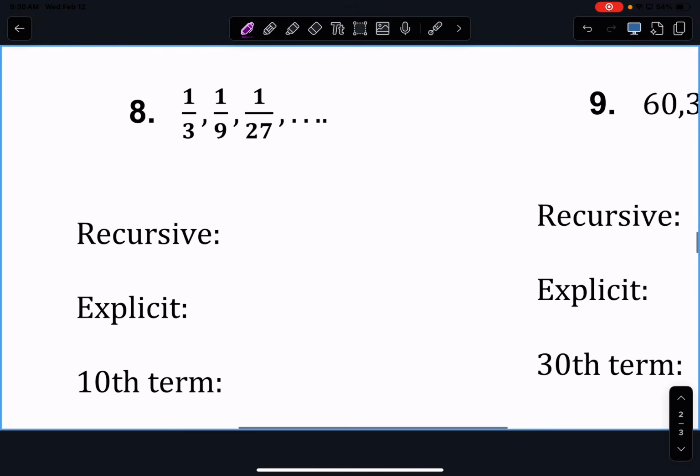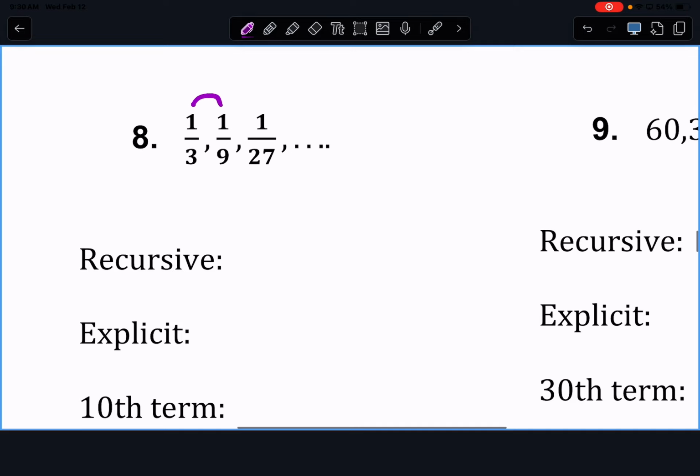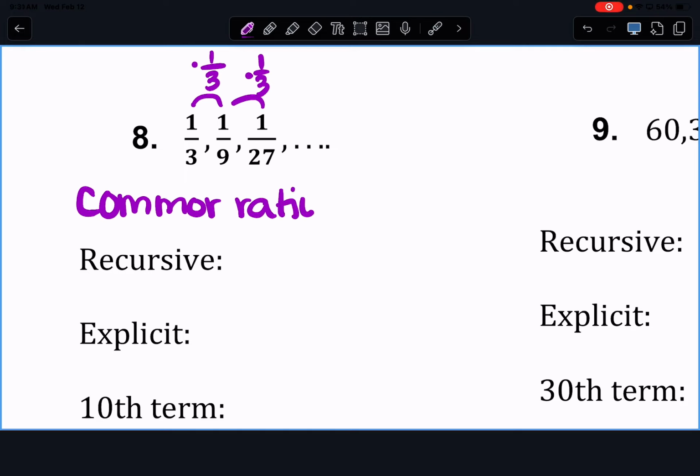Okay. These are geometric. This is where it will come together and you will figure out what you got to do. To go from 1/3 to 1/9, what would I need to multiply both of these by? 1/3. Okay. So our common ratio is what? 1/3.